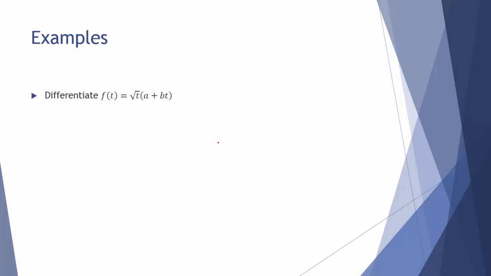Okay, so here's another example. We're going to differentiate the function f of t equals the square root of t times a plus bt. And again, I've purposely given you one that has a lot of letters on the right-hand side. Your first goal is to identify which of those is a variable. Well, because I've told you it's f of t, that automatically tells you t is the variable in this problem. So what does that make a and b?